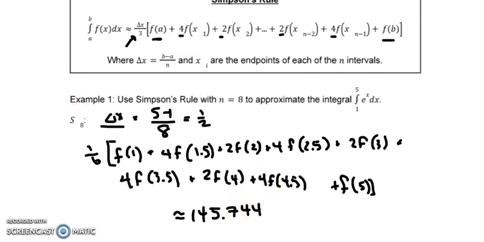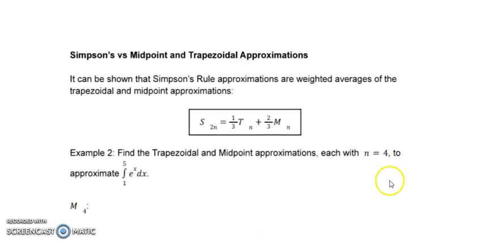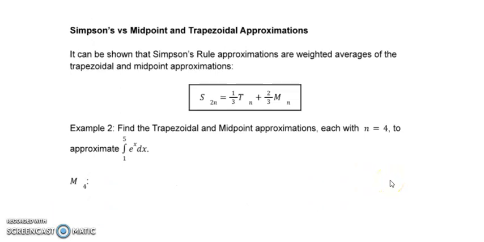All right, let's move on to the next page, which is an interesting idea, that Simpson's rule is actually a weighted average of the midpoint and the trapezoidal approximations. So this formula will hold that S sub 2n is the same thing as 1/3 of the trapezoidal approximation with half the intervals, n, plus 2/3 the midpoint approximation with n partitions.